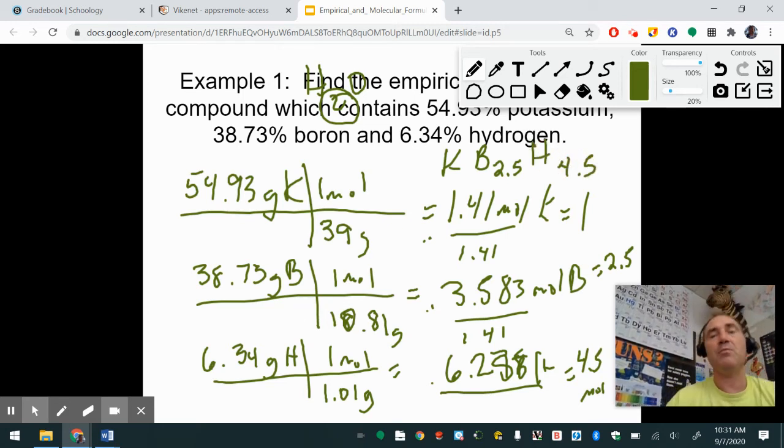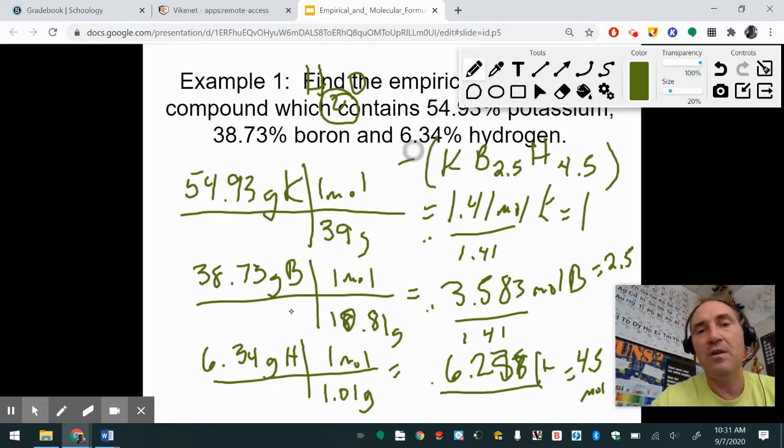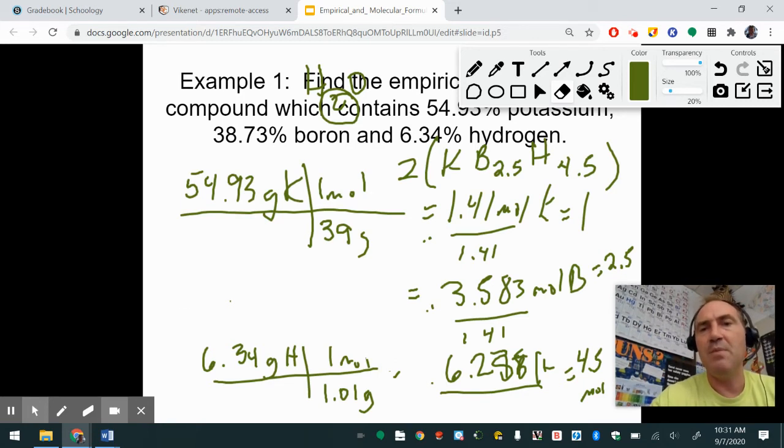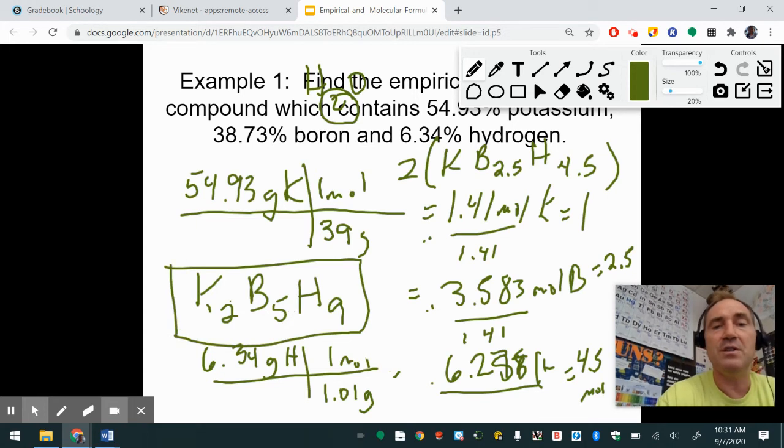This is the part where you have to think, what number can I multiply all these by until I have a whole ratio, a whole number? So I'm going to multiply this by 2. I'm running out of room here, so let me erase something. Okay, much better. And back to the pen. So I'm going to get K2B5H9, and that is my reduced lowest number empirical formula.